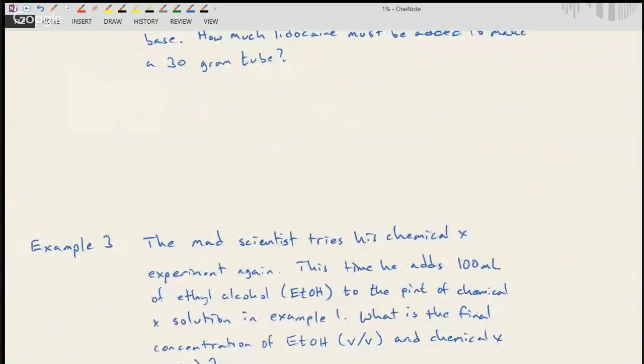Number 3. The mad scientist tries his chemical X to experiment again. This time he adds 100 mLs of ethyl alcohol to the pint of chemical X into the solution of example 1. What is the final concentration of ethanol and chemical X? The ethanol would be in volume per volume. The chemical X would be in weight per volume.